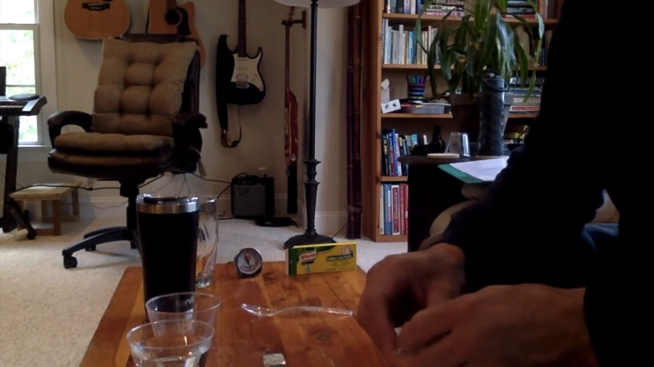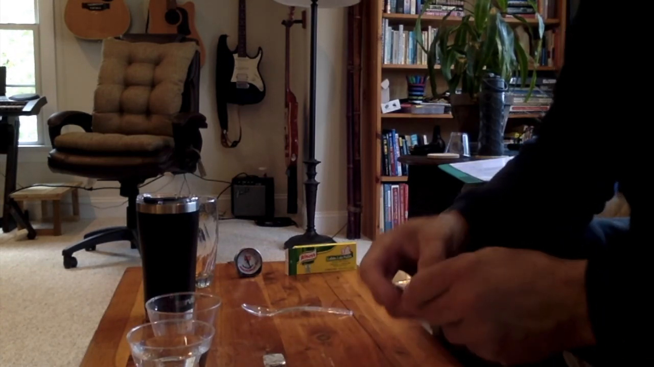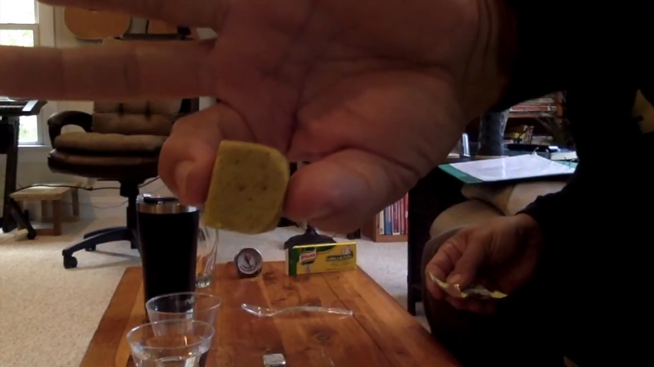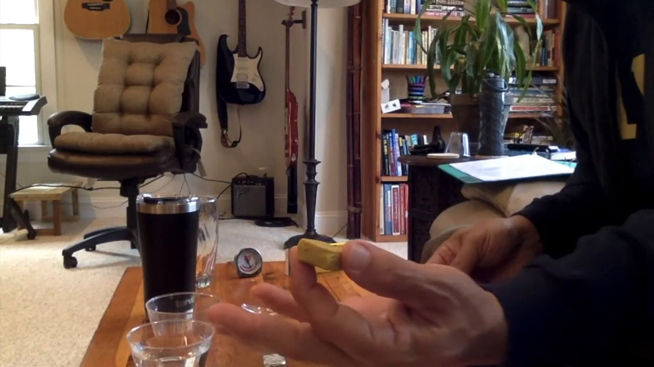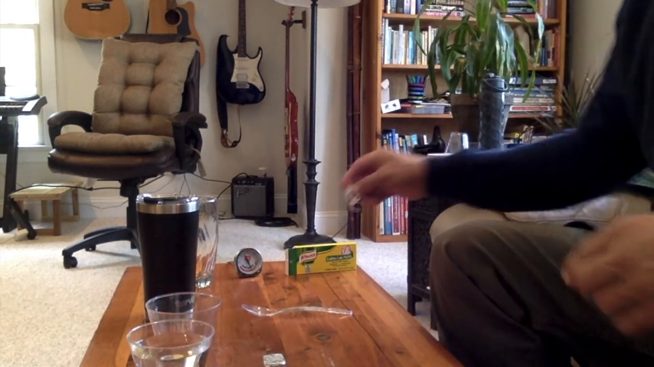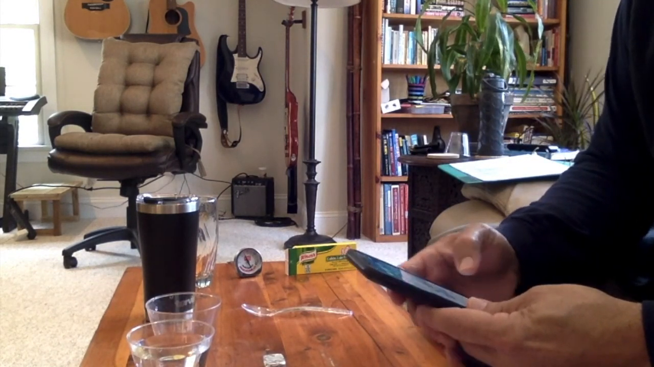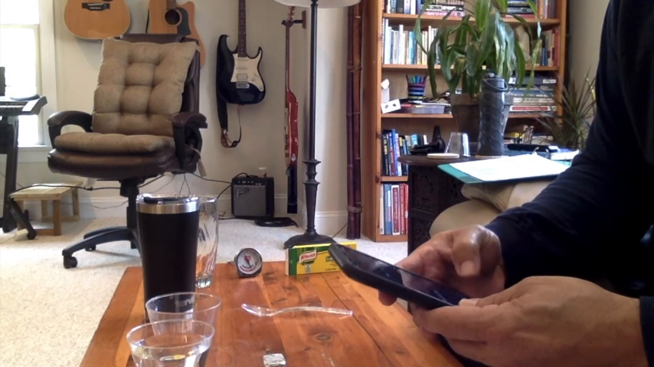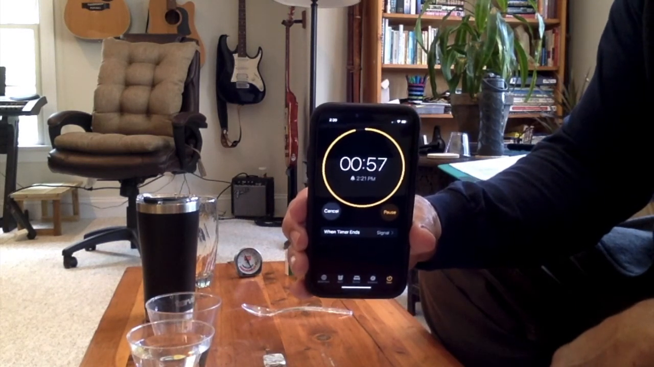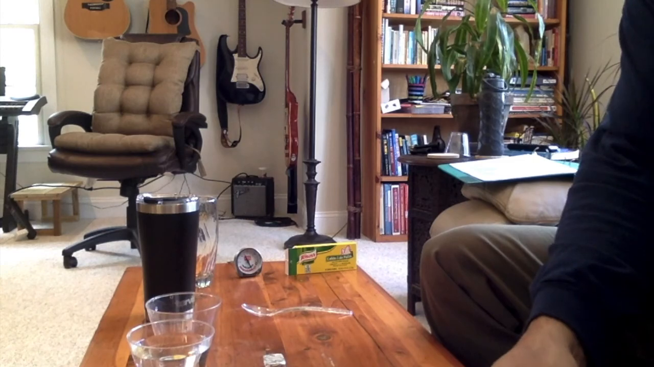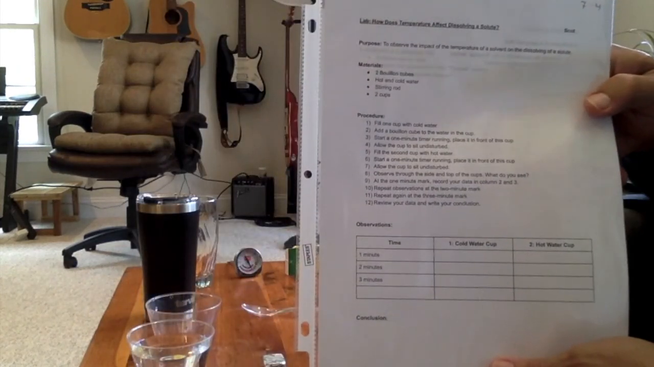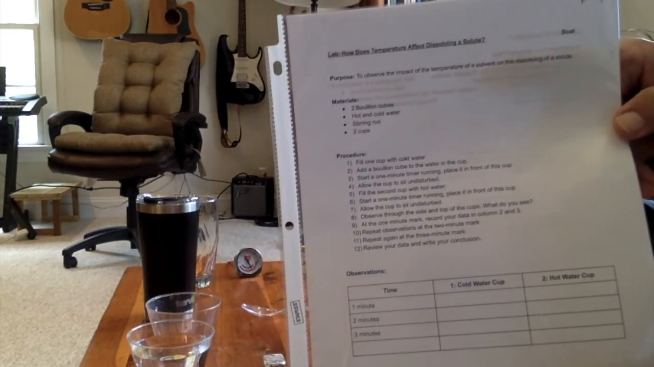All right, now our second step was adding a bouillon cube to the water in the cup. So here's the bouillon cube. It's just compressed chicken fat, largely. Dropping that in the cup. And my directions for 3 is start a 1-minute timer running. So get a timer going here. All right, I have started a 1-minute timer. It's down to 57 seconds and counting. All right, my next directions are to let the cup sit undisturbed. So I'm just going to leave that sitting there.